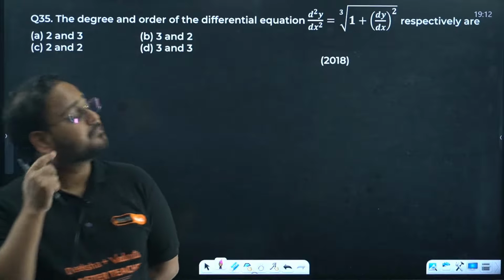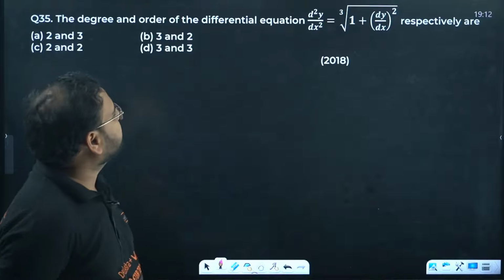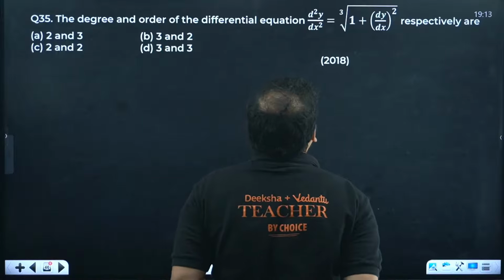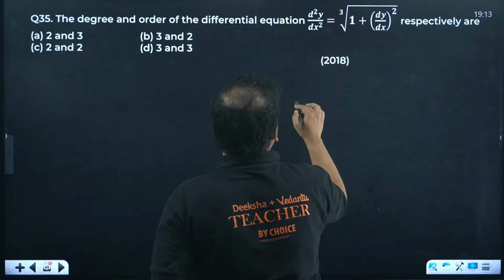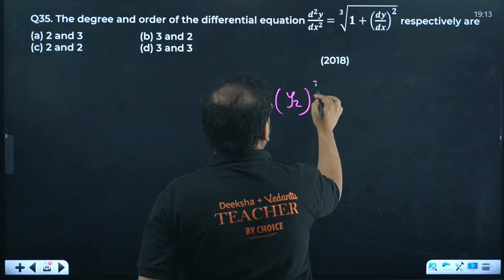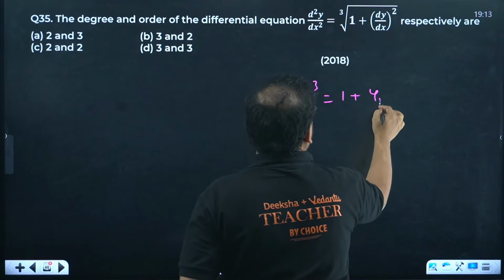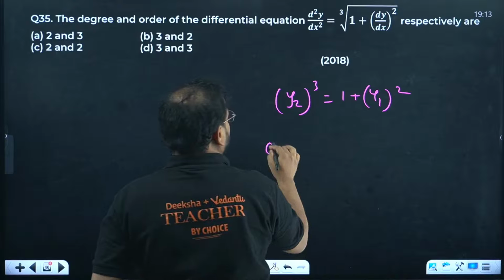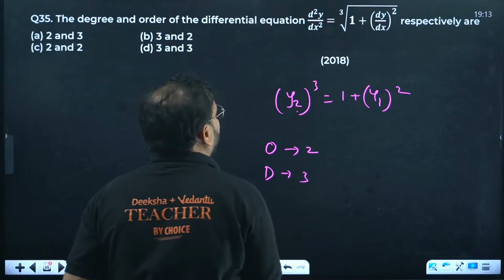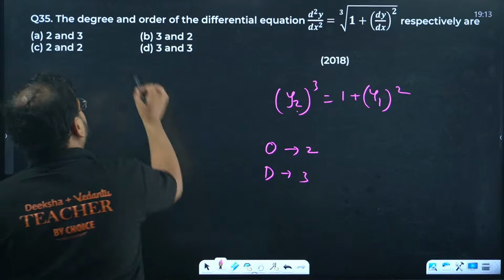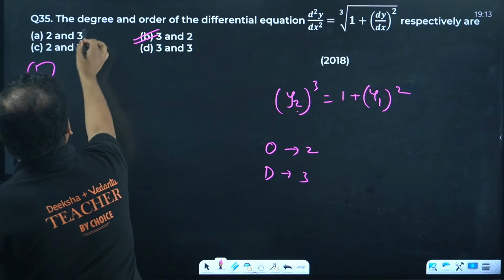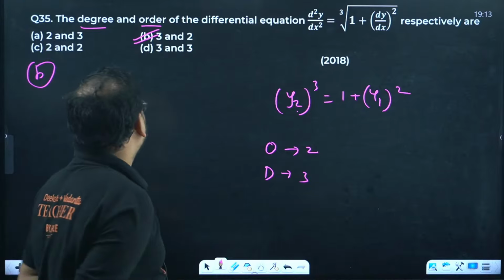D is correct. Degree and order. We'll do one thing. We'll take the whole cube over here. I'll write in this format: y2 to the power of 3 equals 1 plus y1 squared. So clearly the order is 2 and the degree is 3. They're asking us degree first. Degree is 3, order is 2. So B is correct. They're asking degree first, then order. So B is correct. 35th.